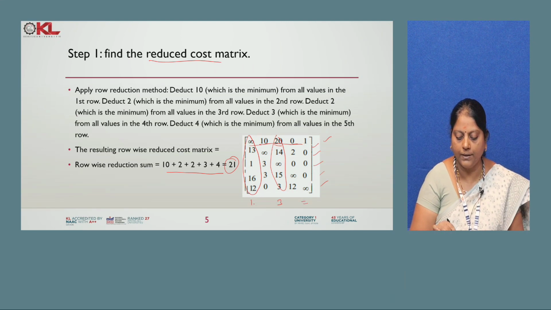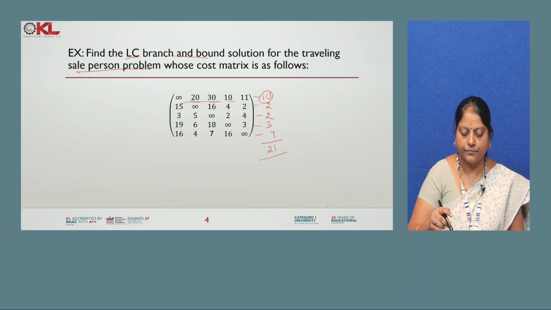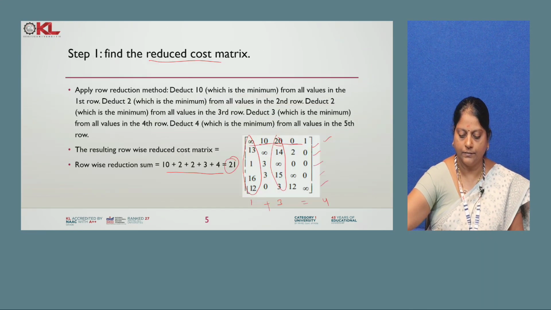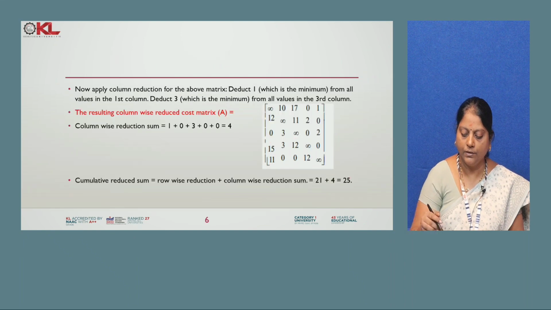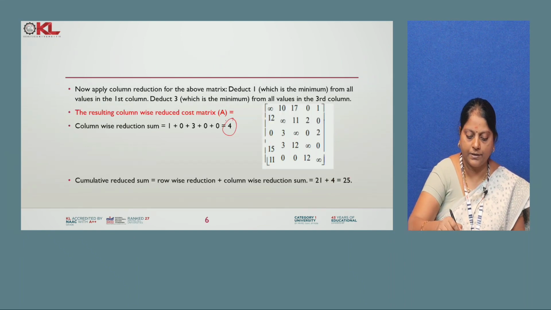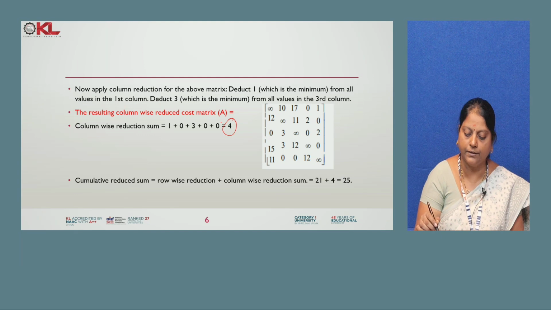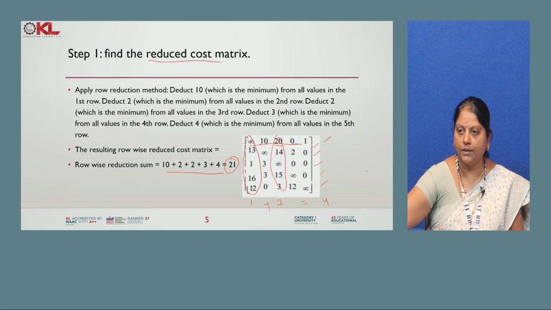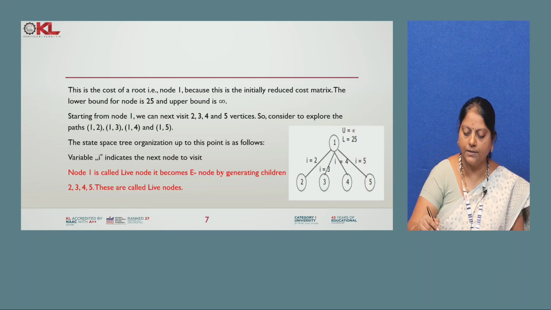So the column reduction is 1 plus 3, that equals 4. This is the column reduction. So we have to find the total reduction, 21 plus 4, that equals 25. This is the total cost for the matrix, the total cost for the root node. Okay, this is the root node.